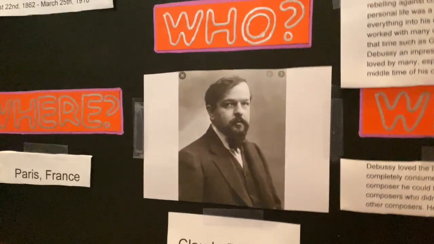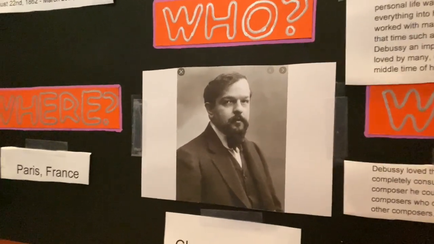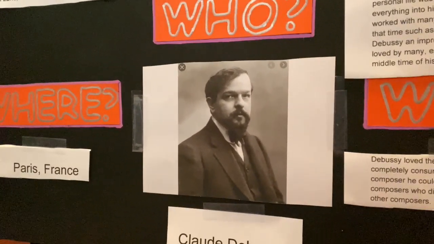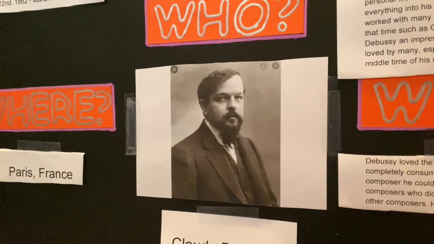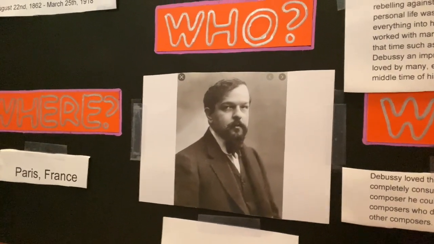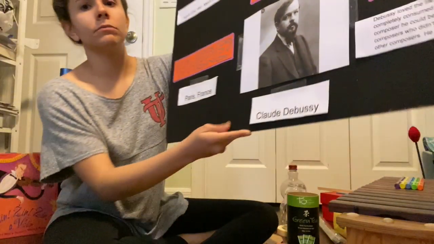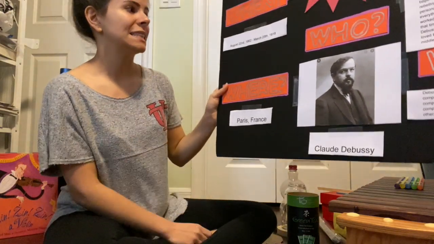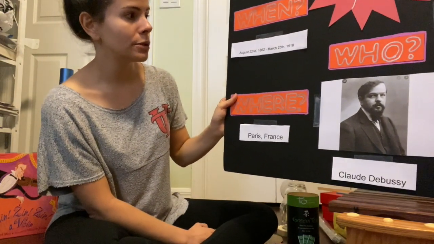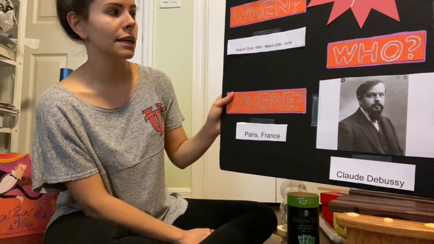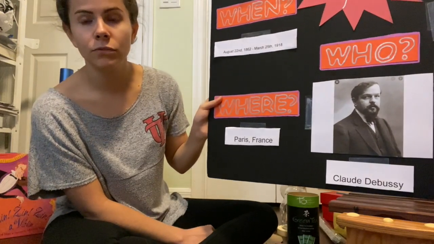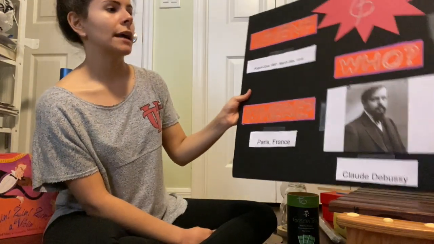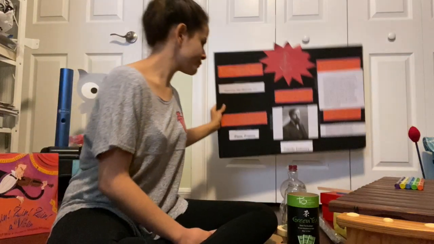So we've gone from composers that just had paintings done of them, and now we have actual photographs, because now we're coming into more modern times, right? So he was born in 1862. So that was probably later in the 1800s that photo was taken. So they actually had that capability.